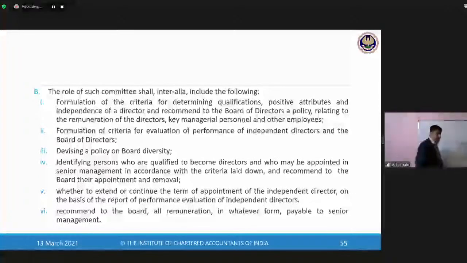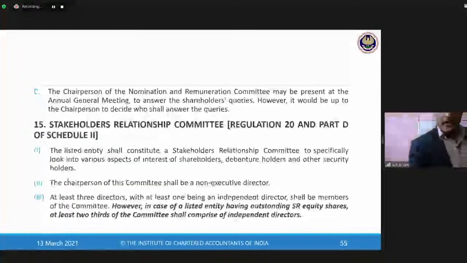So that means it's all about the evaluation of the performance. So that means it's more of the role of HR. But when it comes to the HR function of the organization, it's towards the employees. But this HR function in relation to the directors of the company is played by whom? This committee. Okay. So we have got another committee.